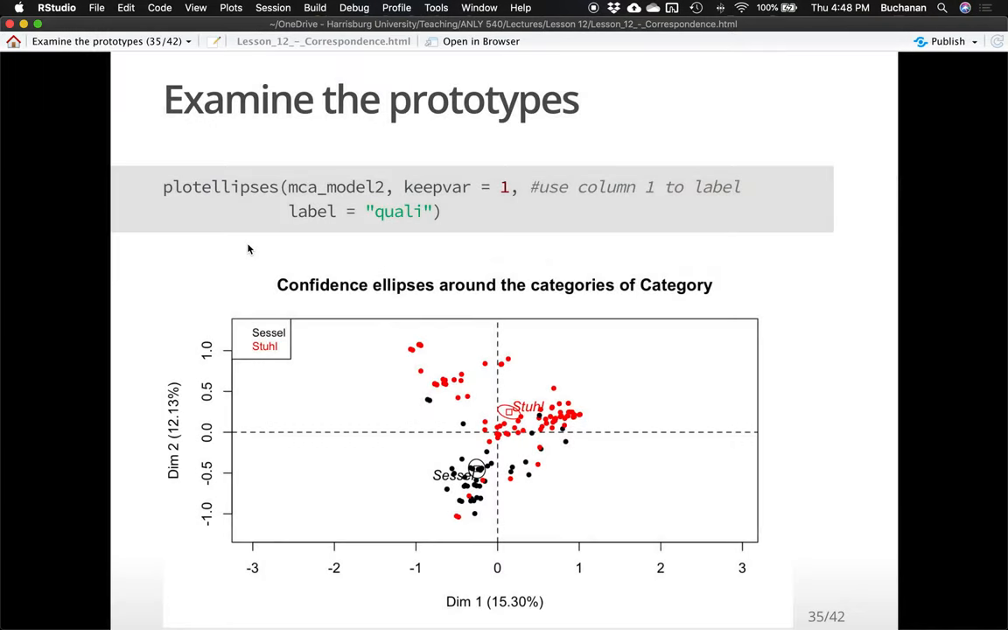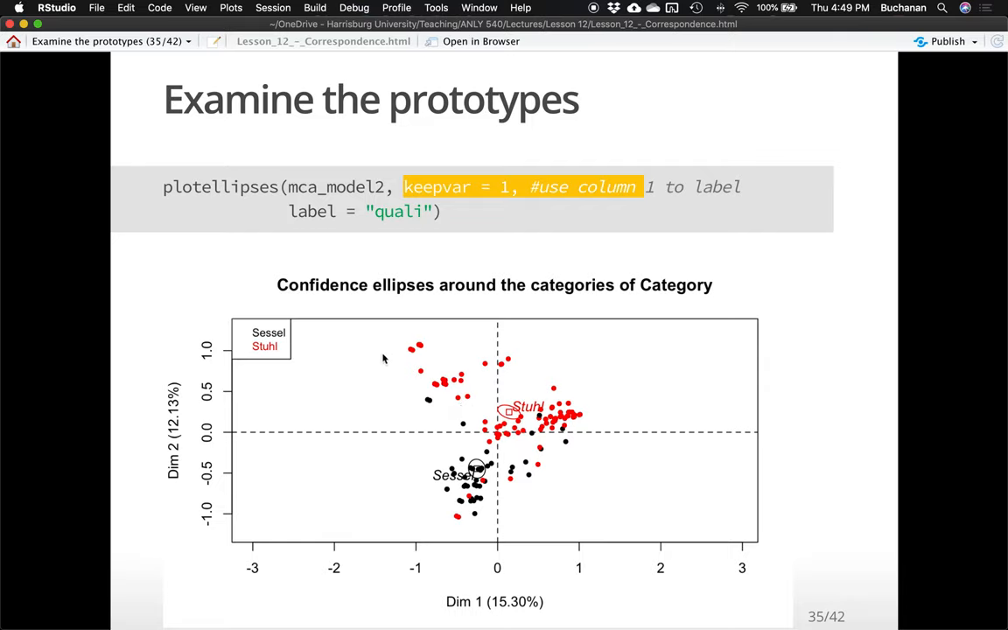Now, this gets better. One thing we can do is flip this picture and look at the actual examples. So we can do plot ellipses. There are two different versions of this. What you do is put in the model, for me it's model 2, with the quality supplement variable. Keep variable 1 to label with, and that's where I get red and black here. And what it does is it classifies them by which column the label is, not by its dimension relationship. That's a different chart.